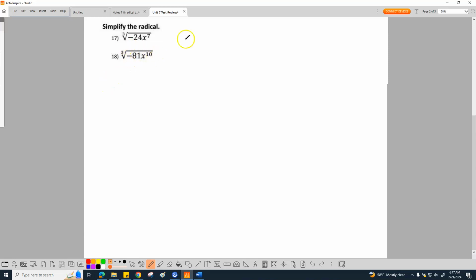How do I want to start? I'm going to start by saying you need to remember these things. If you have the even root of -1, that's going to equal i. If you have an odd root of -1, it's going to equal -1. So what does that mean? It means the square root of -1 is equal to i. It means the cube root of -1 is equal to -1.